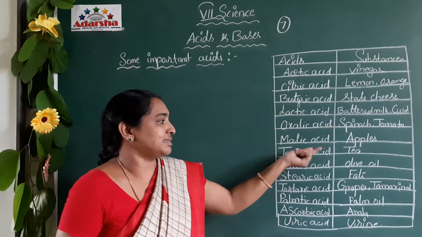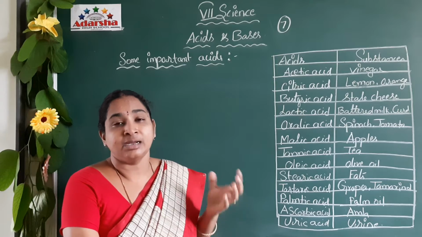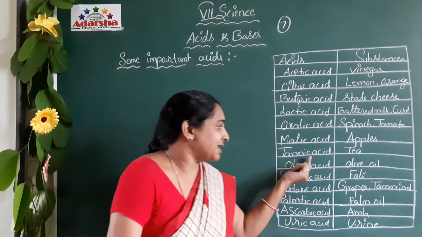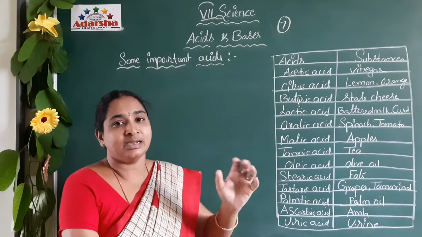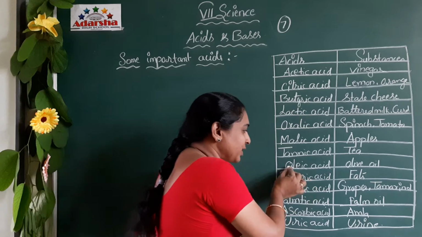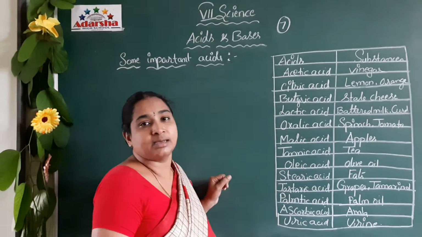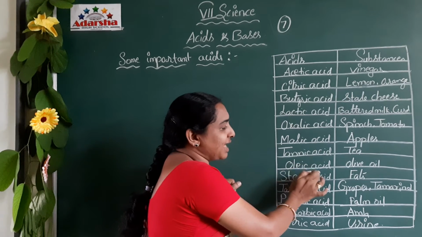And the next one is tannic. TANNIC. Tannic acid. We will find this tannic acid in tea leaves. Because of this tannic acid only we get refreshed after drinking tea. And the next one is oleic acid. OLEIC. Oleic. What is it? Oleic acid. The pronunciation for this is oleic acid.